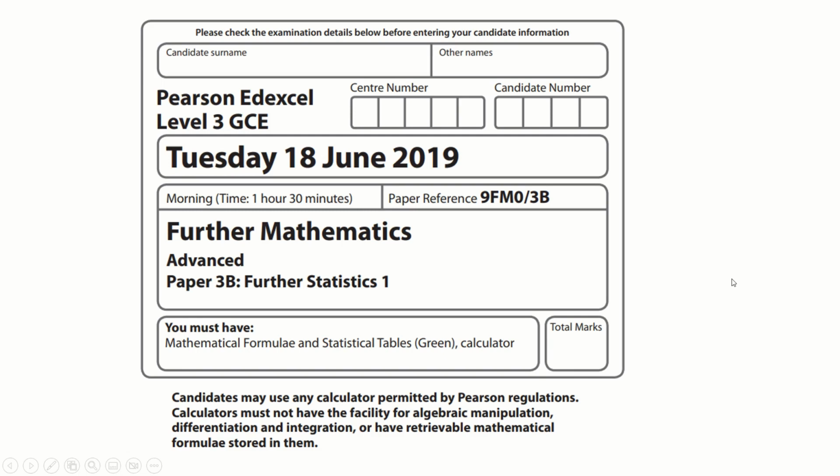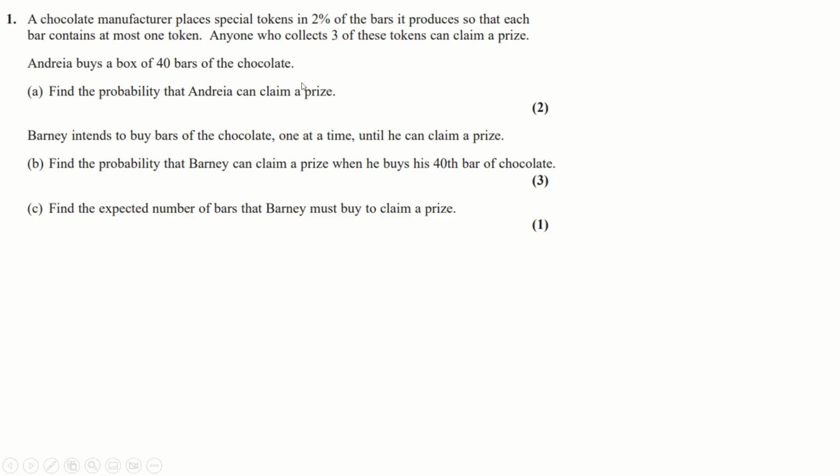This is Further Stats 1 from 2019. So the first question looks like a binomial, being given a probability of 0.02. We've gone in with 40 and we're looking to get 3 of them. Now we could get more than 3 of them, right? So we're actually looking for the probability of greater than or equal to 3, which is of course the same as 1 minus the probability of less than or equal to 2.